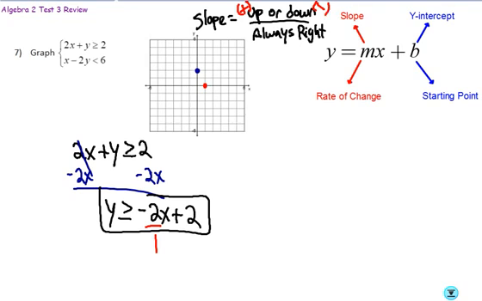You notice that there's the or equal to on there, so that means that it's going to be a solid line. So our solution set includes those points that fall upon that line. And then that symbol says greater than. So when you think of greater than, you think of above. So if I wanted to shade above, it would be everything in this direction.